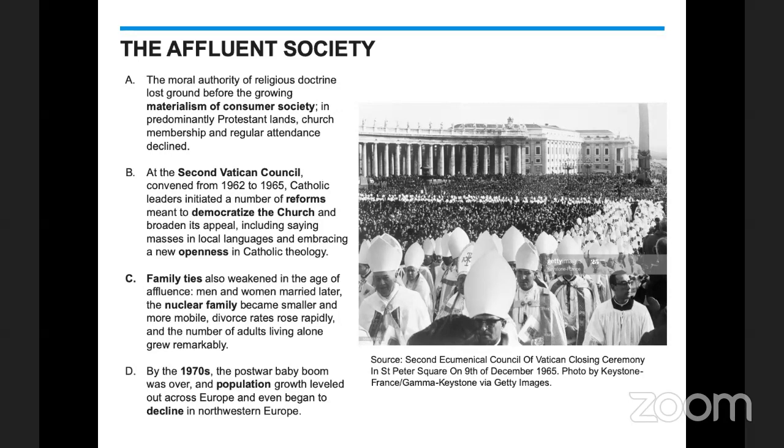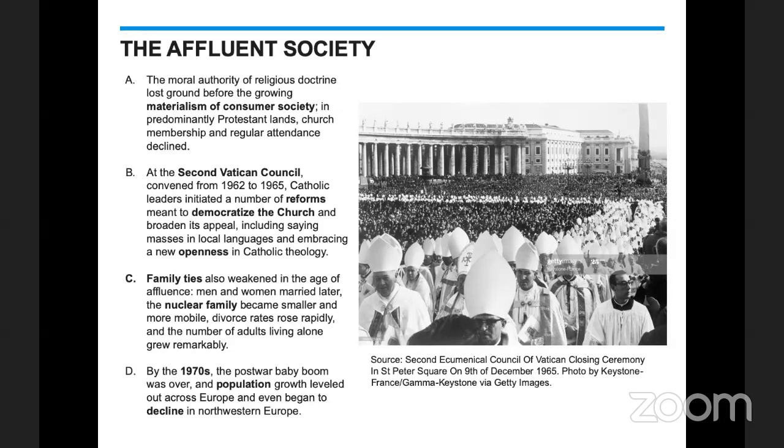And so we're going to talk in the B paragraph about the Second Vatican Council and what that means for Catholics. In A, the moral authority of religious doctrine lost ground before the growing materialism of consumer society. In other words, we had this moral compass that religion was helping to hold to, and now we're starting to see a more secular division of materialism. In predominantly Protestant lands, church membership and regular attendance starts to decline.